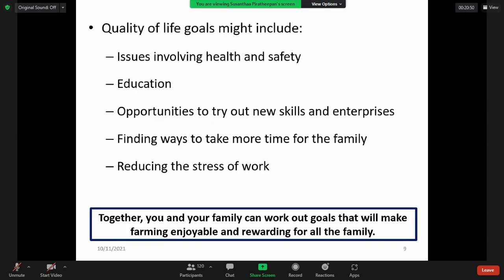The next one, as I mentioned already, is quality of life goals. Some quality of life goals might include, for you, the first one, issues involving health and safety; the second one, education; the third one, opportunities to try out new skills and enterprises; the fourth one, finding ways to take more time for the family; and the fifth one, reducing the stress of work. So these are the quality of life parameters or the things you may have.